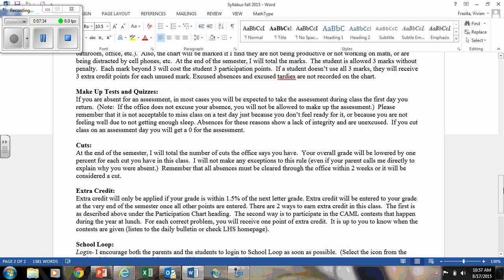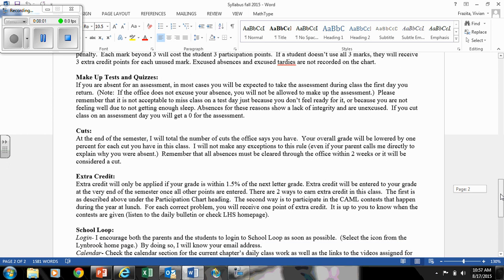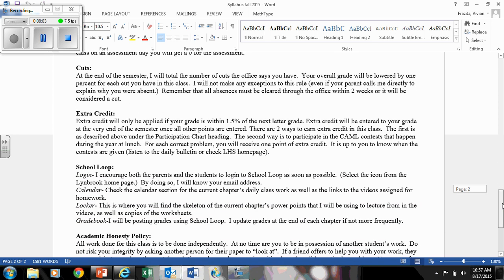Cuts, hopefully nobody is cutting the class, but it's 1% off your semester grade for each cut that you would have. Just a reminder that it's the office that has to clear all your absences. They give you 2 weeks to do that, and if you forget and then at the end of the semester you notice your attendance has a cut and you're like, oh, I wasn't cutting, I was at a doctor's office, you have to go up to the office and try to get them to clear it. But I think they only give you 2 weeks, and after that, even if it was legit, I believe it's still considered a cut. So please stay on top of clearing all your absences.